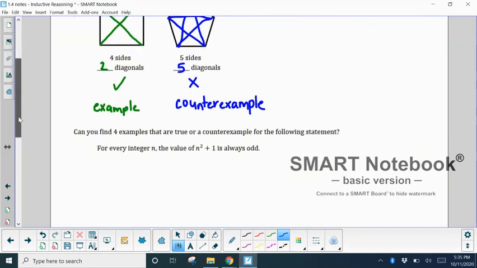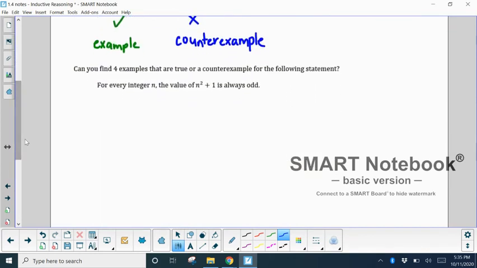Okay, so for this last one, it says, can you find 4 examples that are true or a counterexample for the following statement? It says, for every integer n, the value of n squared plus 1 is always odd. So that means for any number I pick, if I square it and then add 1, it should always be odd. So let's just do some examples.